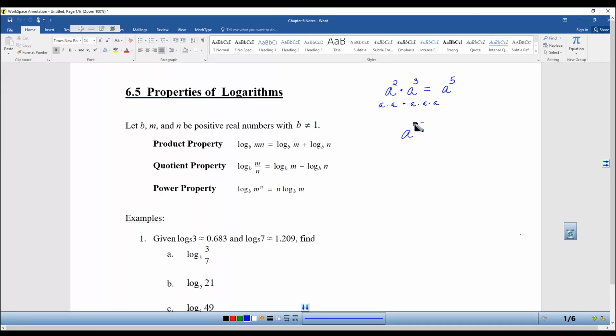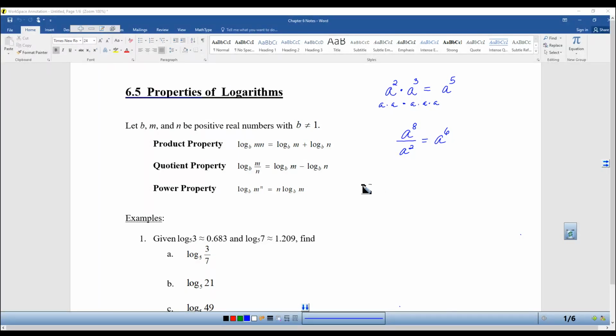If you had a to the eighth over a squared, you would subtract those exponents. So you associate division with subtraction when it comes to exponents. So you're going to do the same thing with logs. If you're dividing two things, then you can separate it into two separate logs and subtract. And this last one is not a rule that we have in exponents, but I'm going to show it to you because it's very cool.